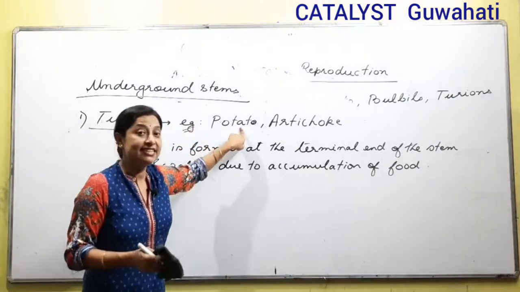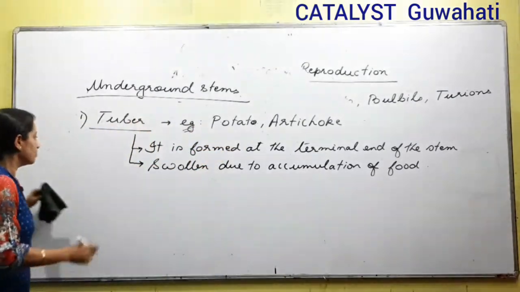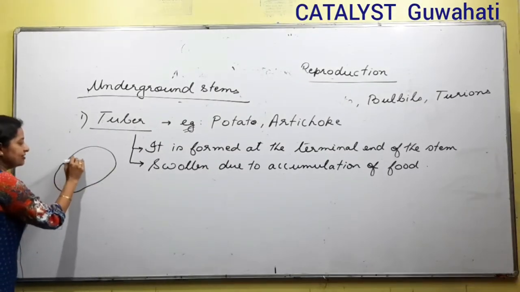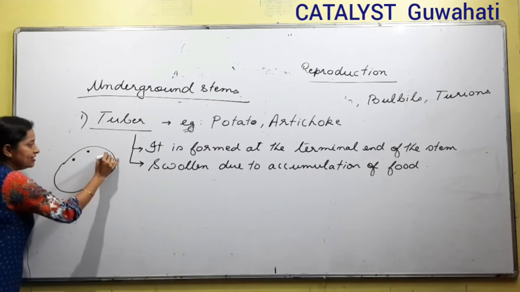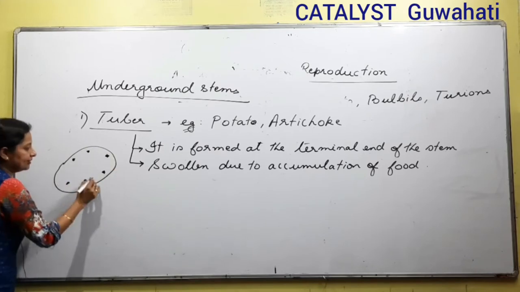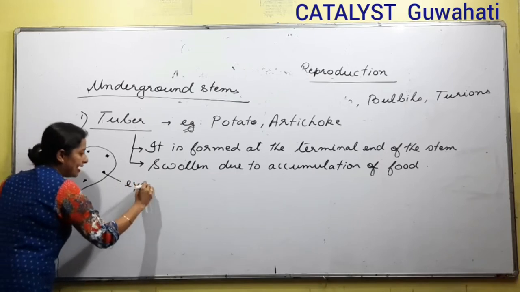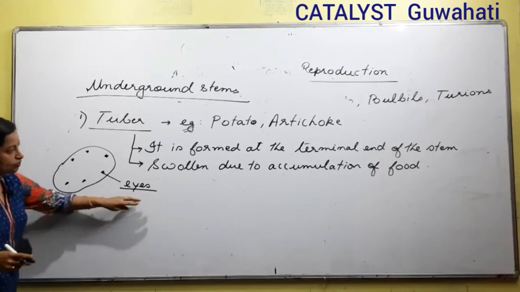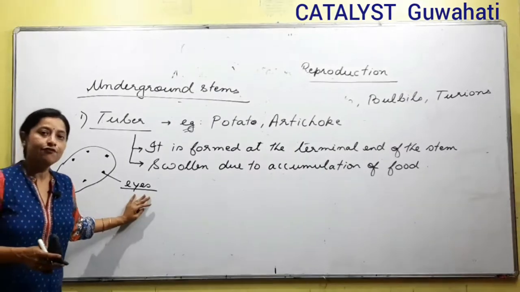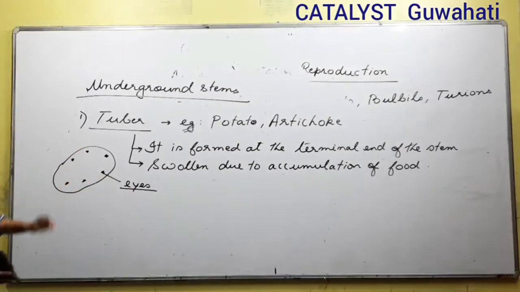potato. Everyone has seen how a potato looks. If you are talking about a potato like this, we have seen certain structures like this. And what are these called? These are nothing but eyes, right? And it is through the eyes that the buds develop and the new plants get formed. So this is all about tuber.